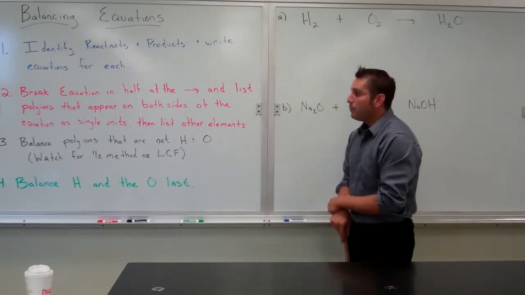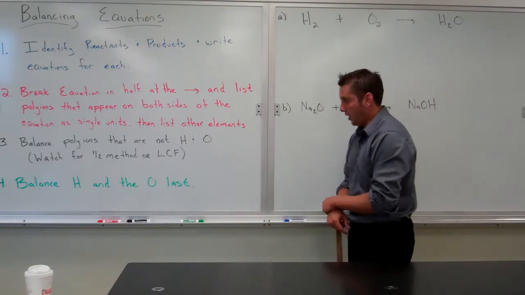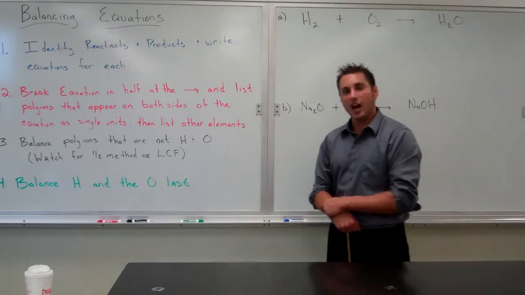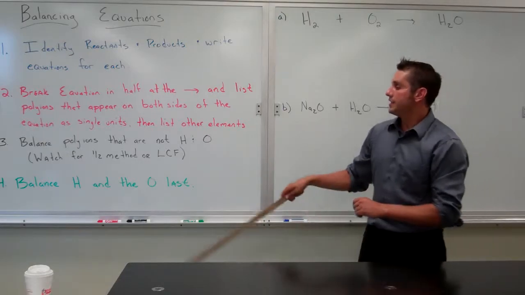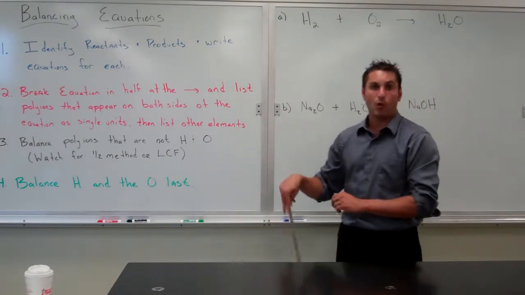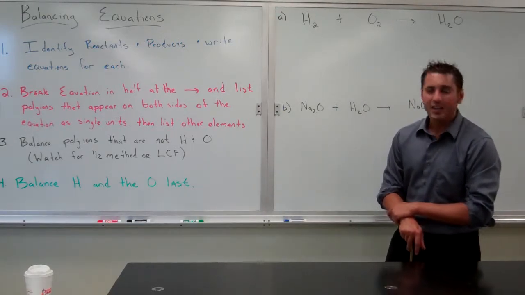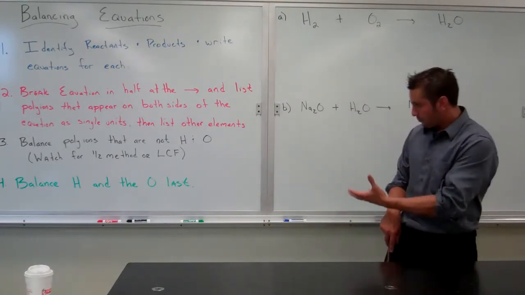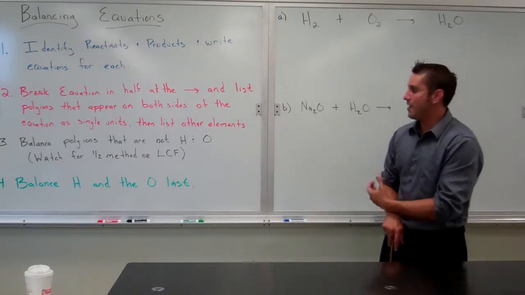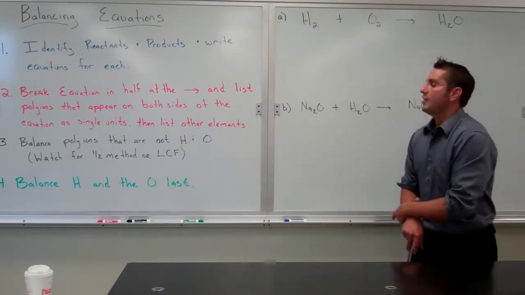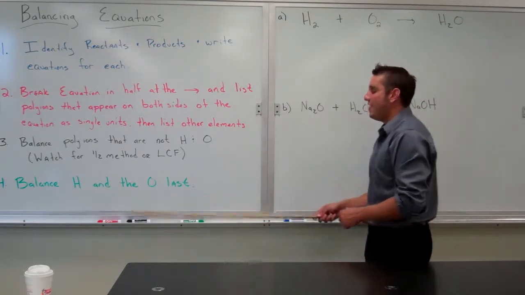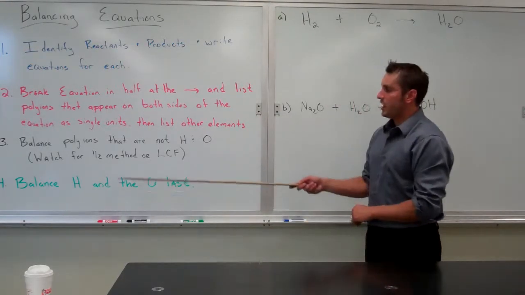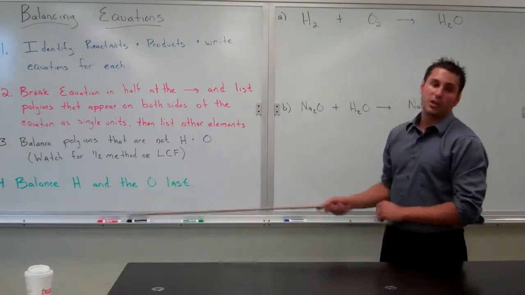Step 3, balance polyions that are not hydrogen and oxygen. We always save hydrogen and oxygen for last. So we balance our polyions, we balance the other elements except for H and O. It says here, watch for the half method or the LCF, where LCF stands for least common factor. Sometimes to get the elements and the polyions to balance, we will have to do something called the half method or find the least common factor between the two. Last but not least, it says balance H and then O last. We save hydrogen for second to last and oxygen for very last. And just like you have to watch for the LCF or half method here, you do here as well.